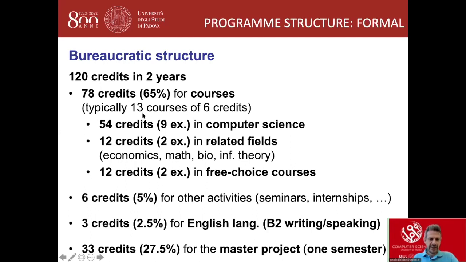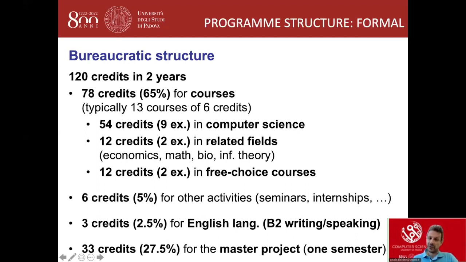Since the typical size of courses is 6 credits, this means 13 courses, of which a large part are in computer science, 55 credits, which means 9 courses. Then you also have to take 2 courses which are not in computer science, but in related fields. These are fields which are either useful for computer science or where computer science finds applications. So economics, mathematics, biology, information theory, signal theory could be some examples.